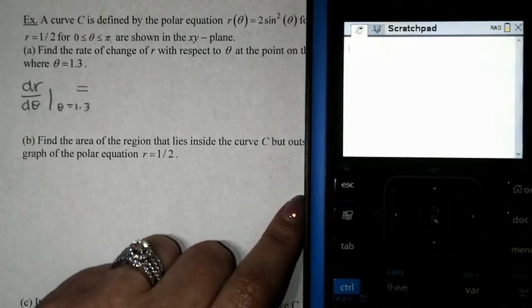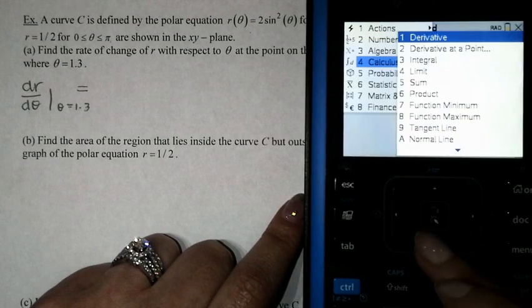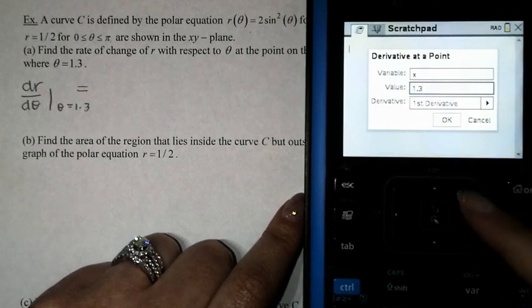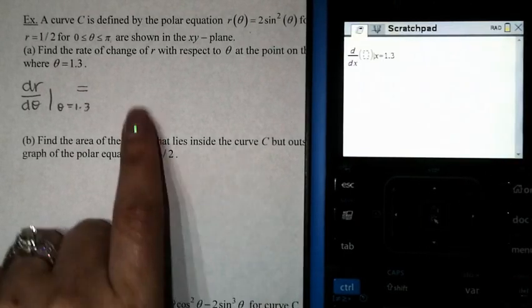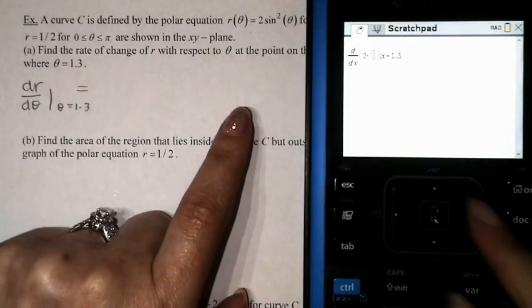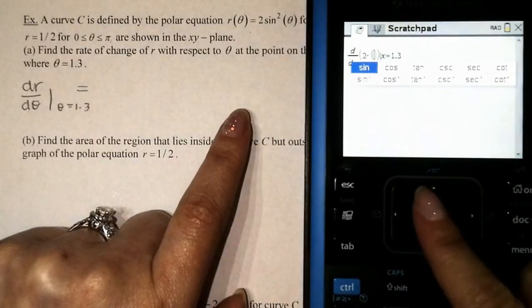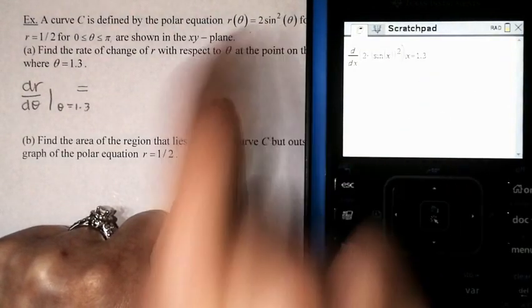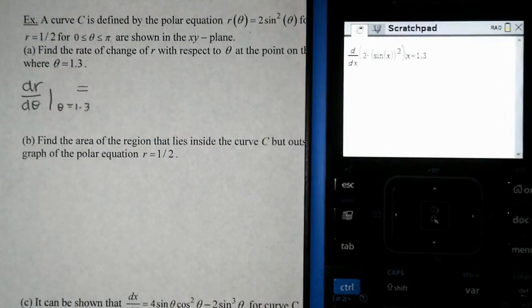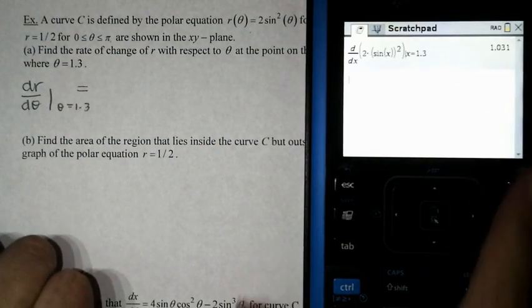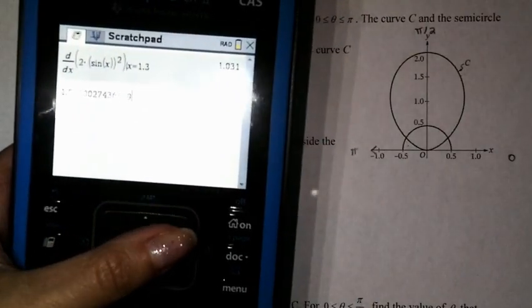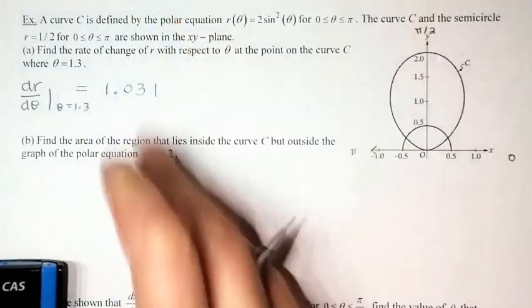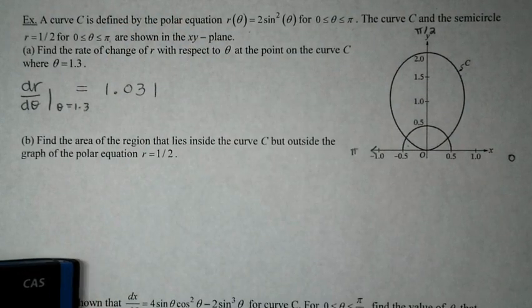So what do you have here? Menu, calculus, derivative at a point. Your point here is going to be 1.3. If you want, you can change that to theta. I usually leave it as x, so change all the thetas for x's. So you have 2 times sine of x, and all of this squared. Don't forget to put that square that we have here. Click enter and you're going to have some value here. So copy that value. If it doesn't give you enough decimal places, you can find the decimal places like that. So 1.031, and that's it. Make sure that you label it correctly and you are done for this part of the question.